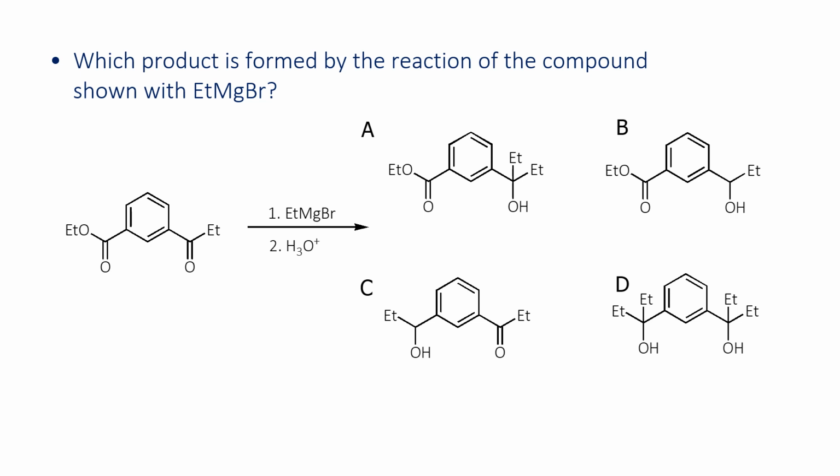Excellent. So what you should have realized is that with the ester, the Grignard will go in twice to give you a tertiary alcohol. The only solution, therefore, will be D, because there's a tertiary alcohol on the left and will react with the ketone on the right to give us another tertiary alcohol. So our answer there is D.